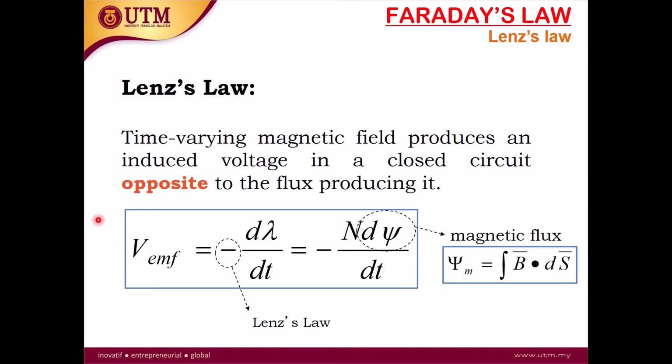So what does the expression mean: VEMF equals negative d lambda over dt, equals negative N d flux over dt. Okay, this N is normally the number of loops. And this is the magnetic flux produced by the system. This is equal to the integral of B, the flux density, passing through the surface, dS. I think you have already seen these formulas.